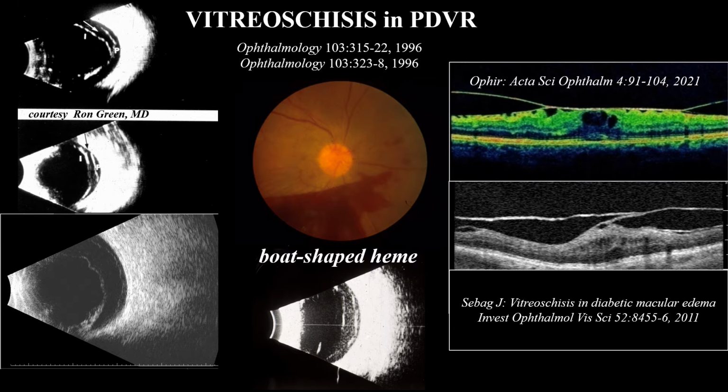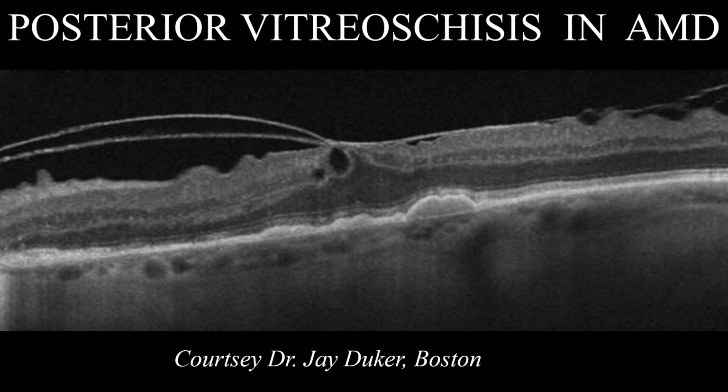Vitreoschisis was first described by ultrasonography in patients with proliferative diabetic vitreoretinopathy. You can see ultrasound imaging of vitreoschisis in the three images to the left. When there is vitreous hemorrhage into a vitreoschisis cavity, the red blood cells can settle to the bottom of the cavity and create a boat-shaped appearance, such as shown in the fundus photograph in the center. Vitreoschisis can also occur in patients with diabetic macular edema, as shown in the OCT images on the right. There can also be posterior vitreoschisis in patients with age-related macular degeneration.